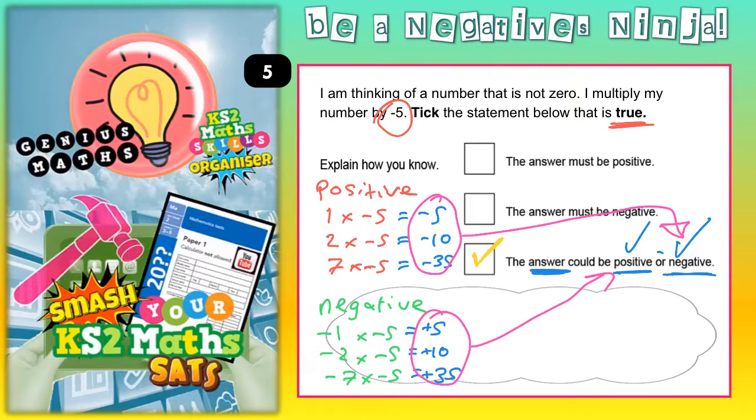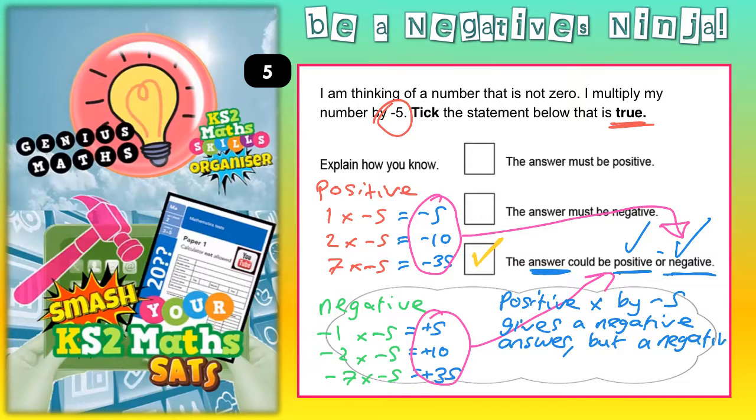And when we've got to explain how we know, all we'd have to say is describe what we've just done. So just say that a positive times by -5 gives a negative answer, comma, but a negative times by -5 gives a positive answer. And that basically is what the bottom box says. So that's our explanation.